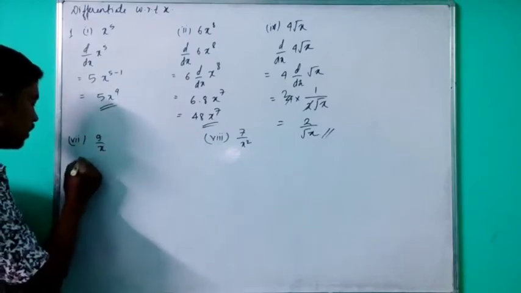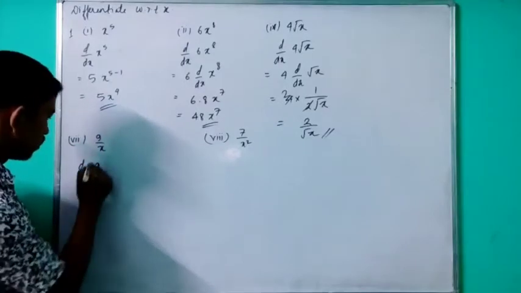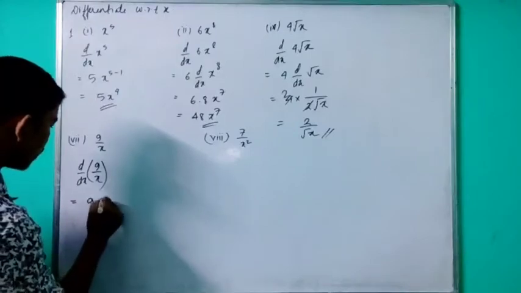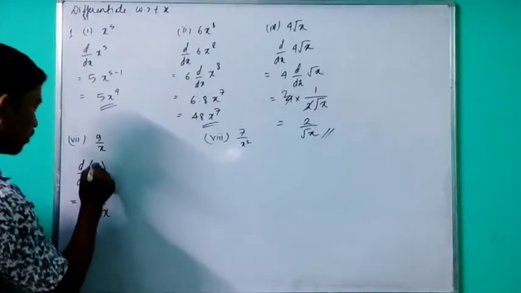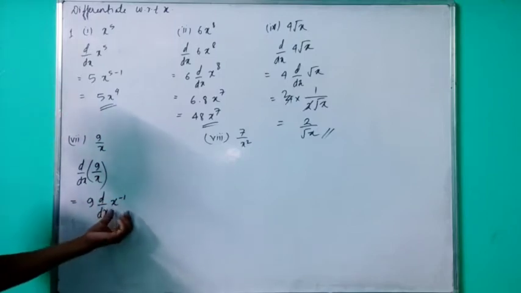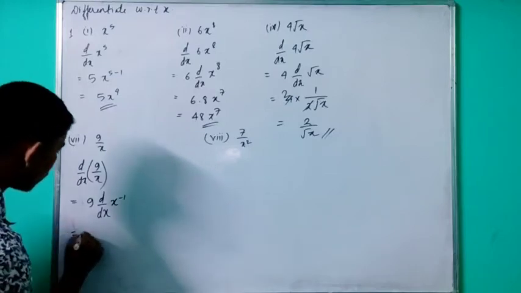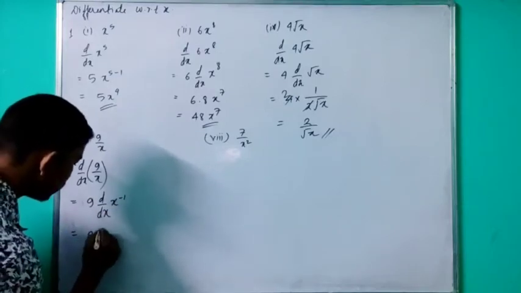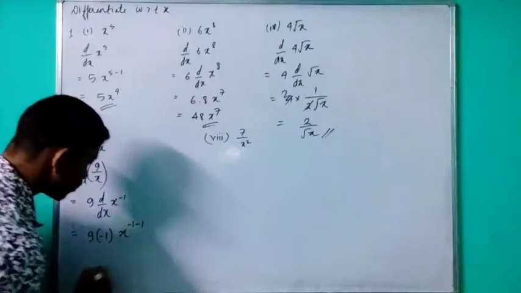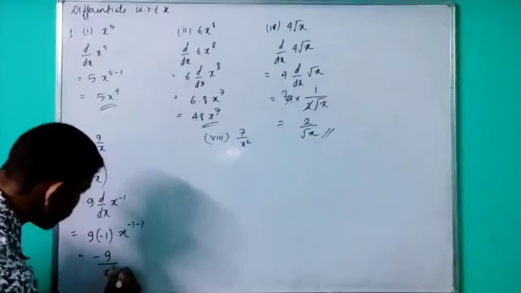So here I have again d by dx of 9 by x. I can write this as 9 is a constant, it comes out of the derivative. I write d by dx of 1 by x, which is x to the power minus 1. So again here too I can apply the formula of x to the power n minus 1. So this will be equals to 9 into n, the value of n is minus 1, into x to the power minus 1 minus 1. So this will be equals to minus 9 divided by x square.